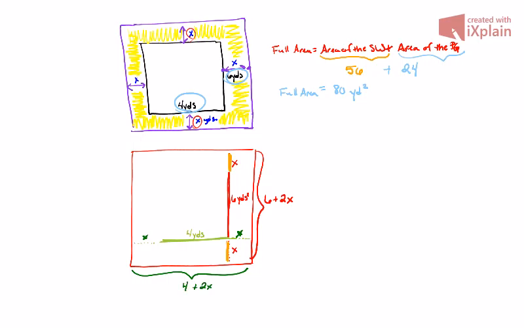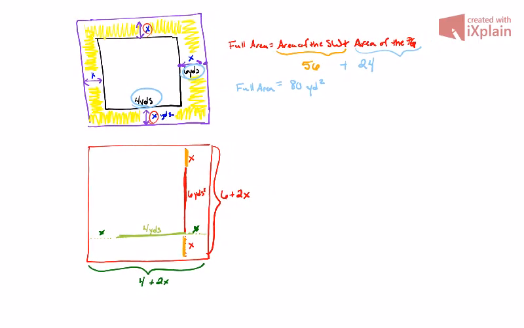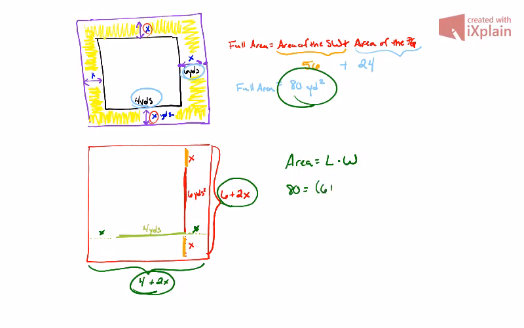So as you can see, I have the following. Let me pull this over a little bit so I have some more room. So I know that the length and the width, that is the formula for area. Length times width. So that means that the area of the full playground and sidewalk is going to be 80 times the length, which is 6 plus 2x, times the width, which is 4 plus 2x. Okay? So we do have a little bit more work to do.